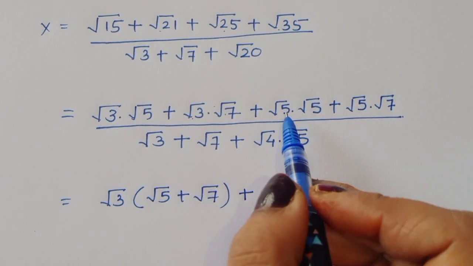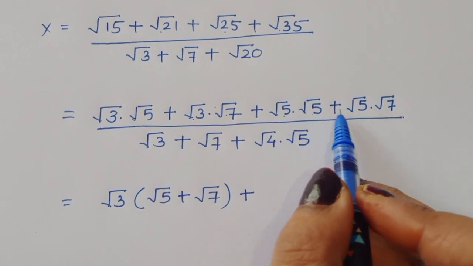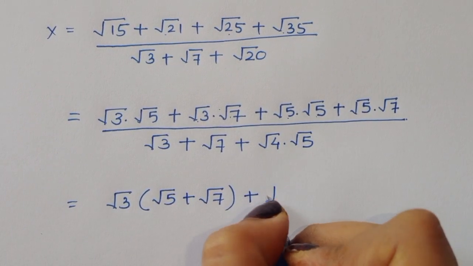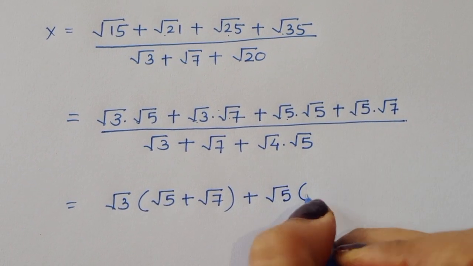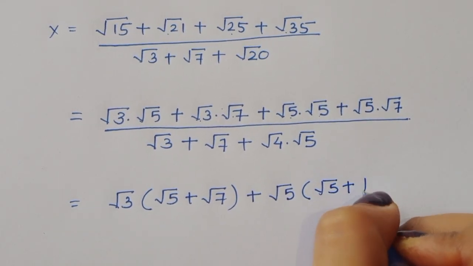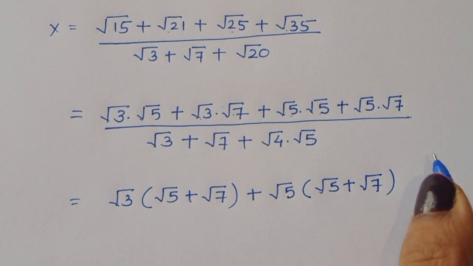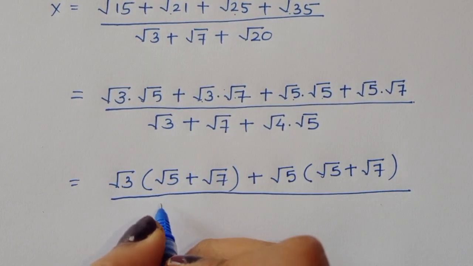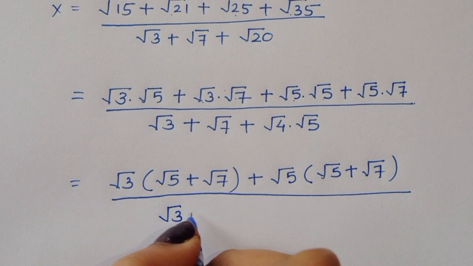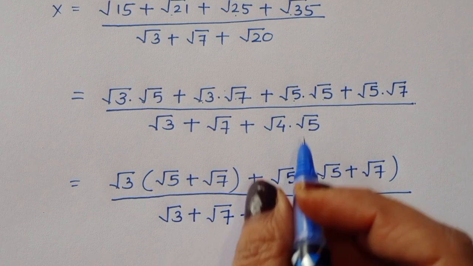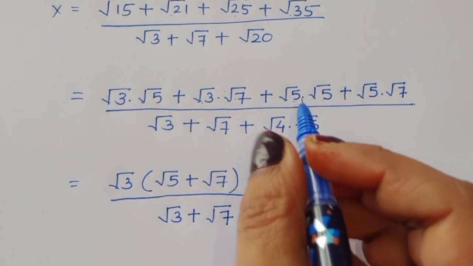Plus now square root of 5 times square root of 5 plus square root of 5 times square root of 7. So we can take common square root of 5. Taking square root of 5 common, the left term is square root of 5 plus square root of 7, divided by square root of 3 plus square root of 7 plus square root of 4, that is 2.